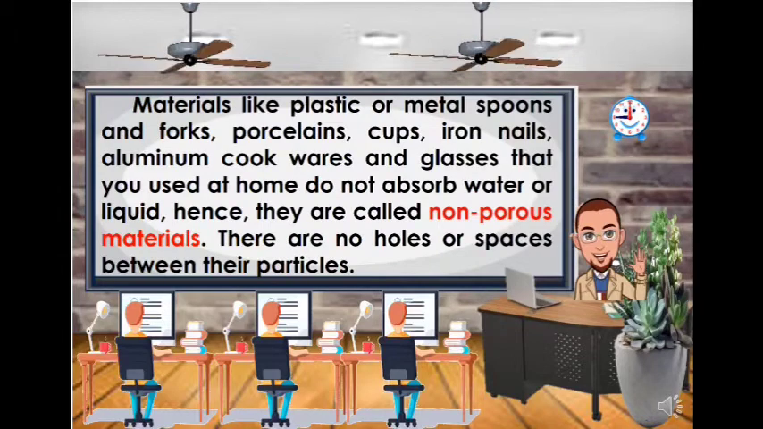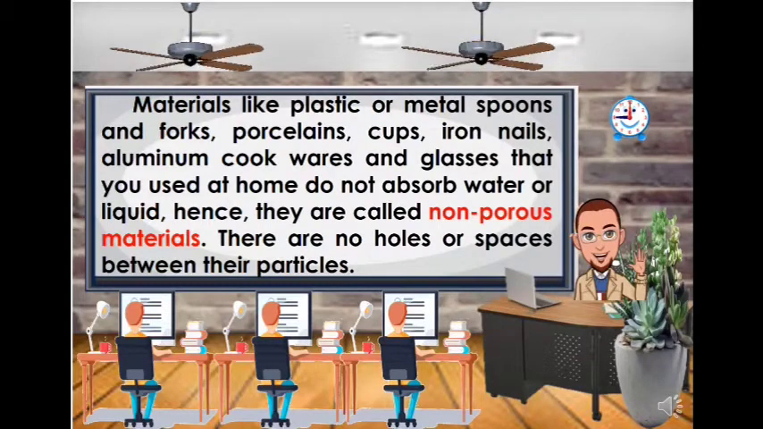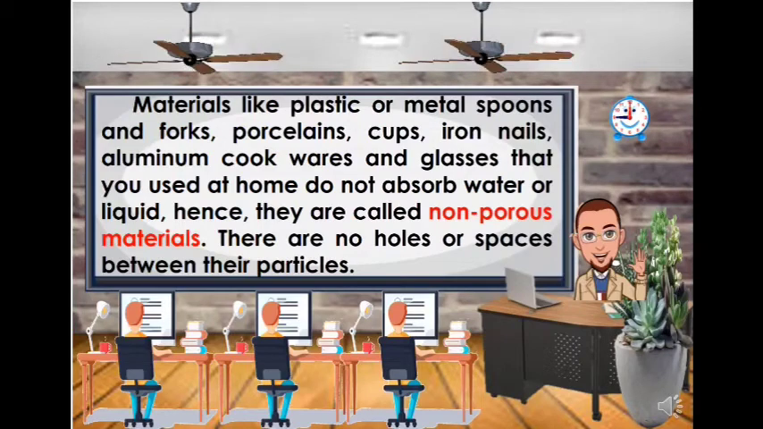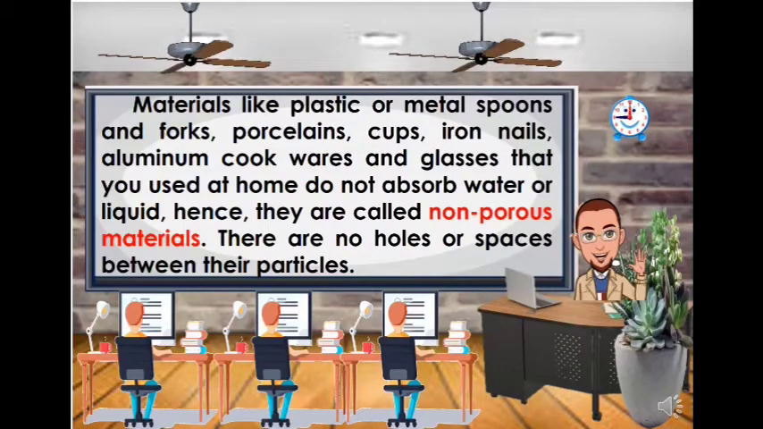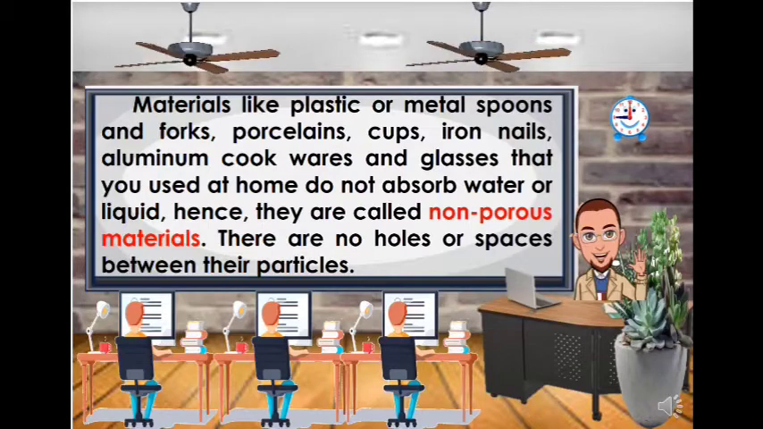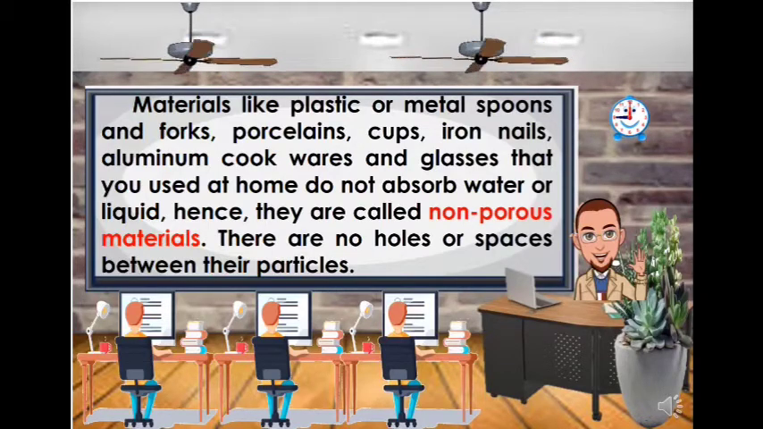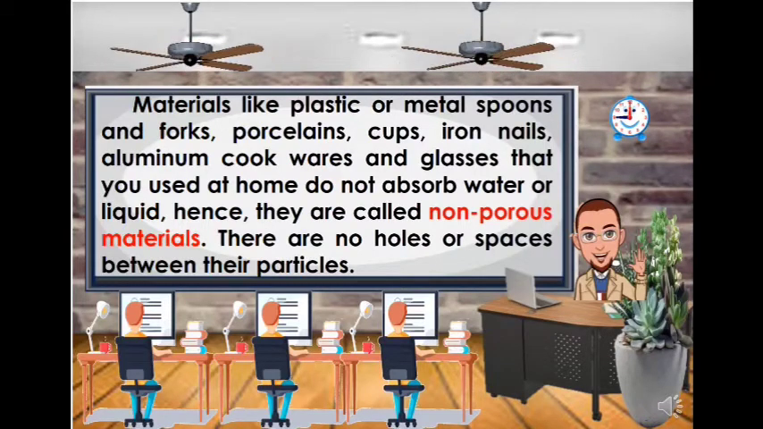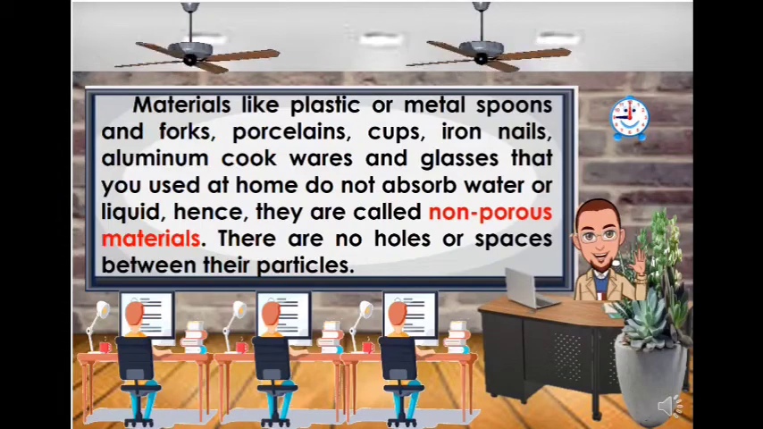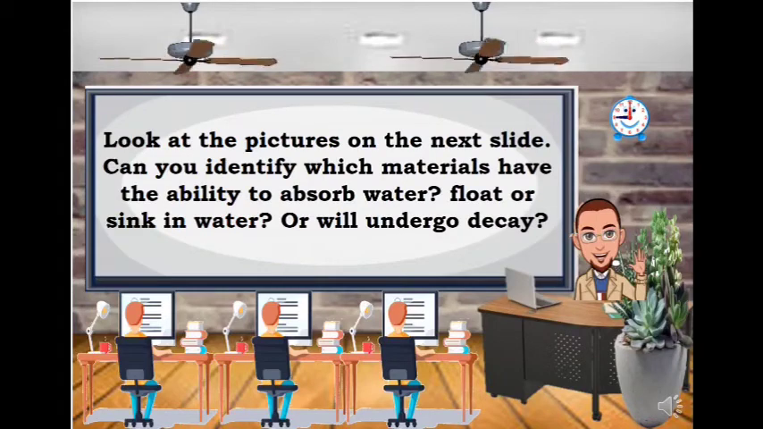Materials like plastic, on the other hand, like metal spoons and forks, porcelain cups, iron nails, aluminum cookwares, and glasses that you use at home do not absorb water or liquid. Hence, they are called non-porous materials. There are no holes or spaces between their particles. So, ayan. Hindi sila nag-absorb but they can hold water in them. Okay.